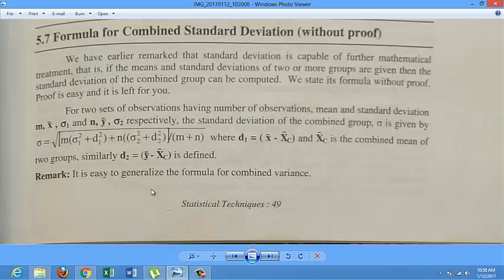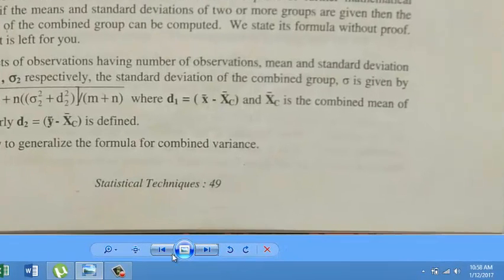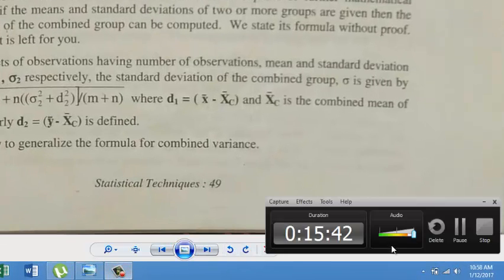So this is all about your measures of dispersion. Thank you. Now I'm going to stop here. Thank you.